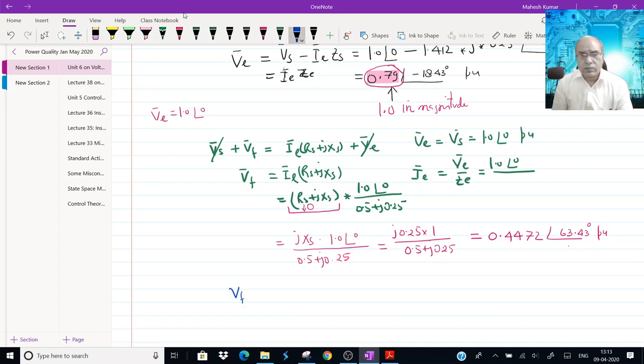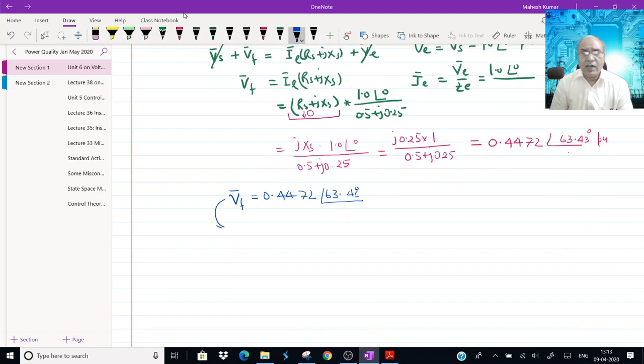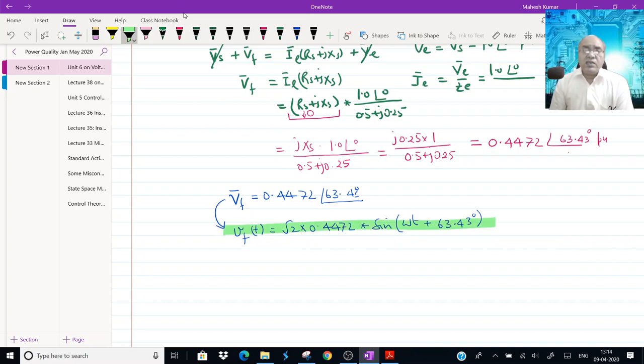So what is VF? VF is therefore 0.4472 angle 63.43, which we can write in the time domain. In the time domain, this translates to small vf as a function of t equal to root 2 into 0.4472 into sine omega t plus 63.43. This is the value of the DVR voltage to maintain 1.0 angle of 0, or to maintain VL equal to root 2 into 1.0 into sine omega t.